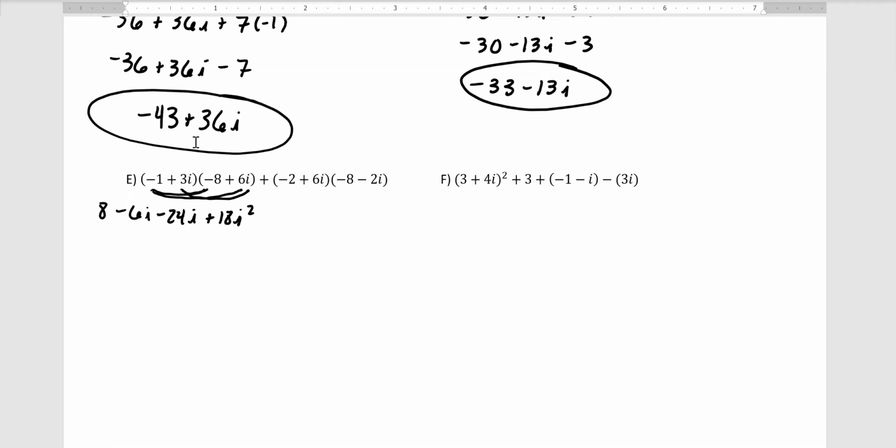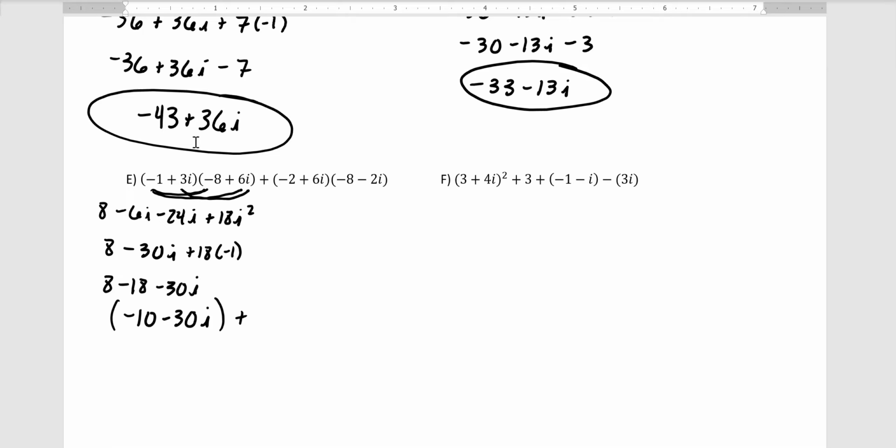And I'm going to simplify this one all the way down first. So we'd have 8 minus 30i plus 18 times negative 1. So that'd become minus 18. So we'll have 8 minus 18 minus 30i. So we'll have negative 10 minus 30i from our first multiplication. Now, we're going to add that to whatever we get from this second multiplication.